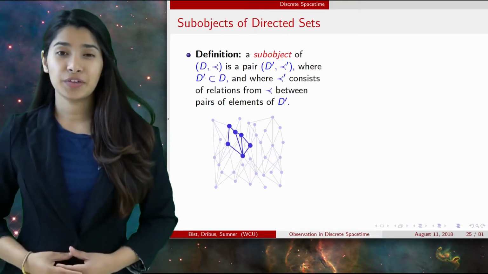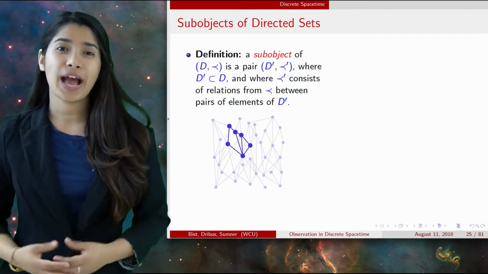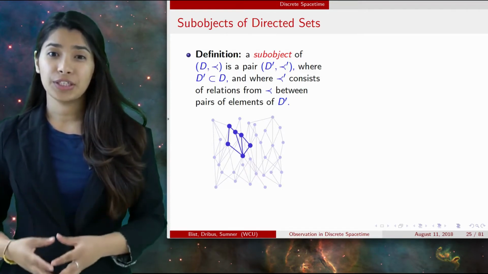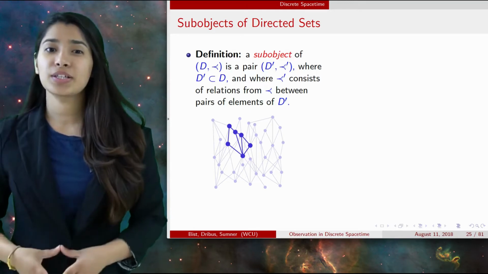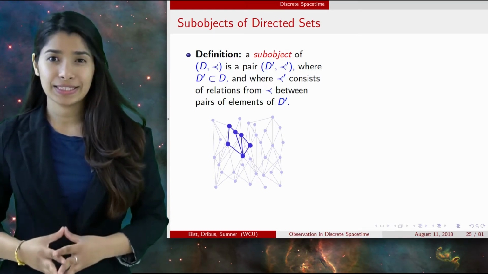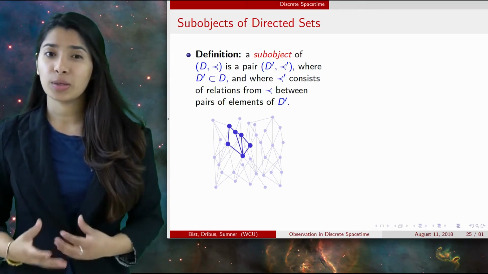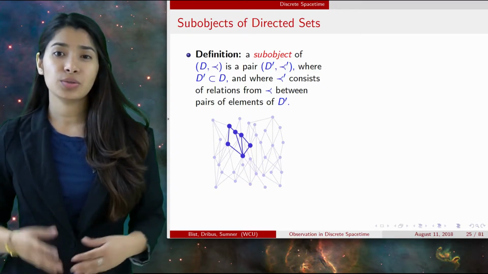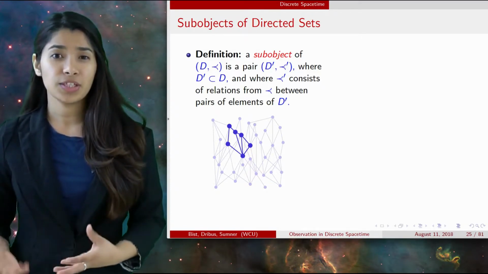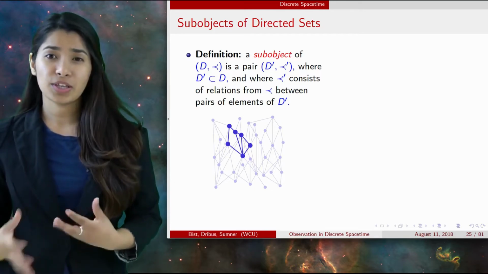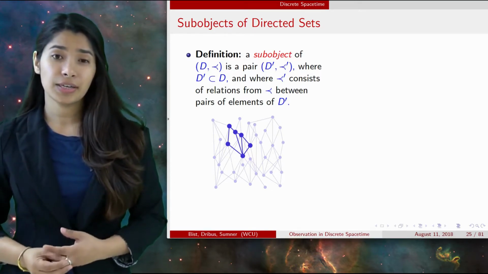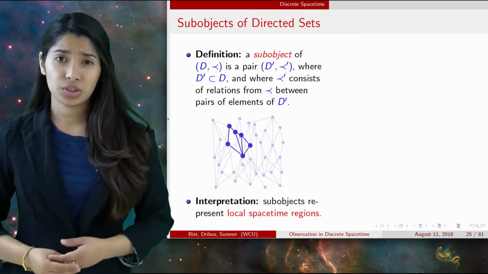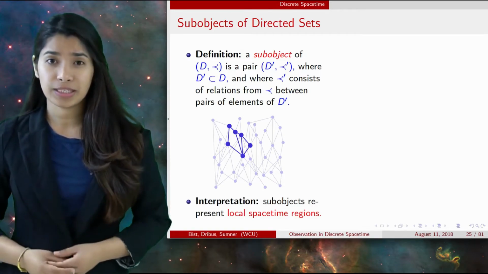It isn't always convenient to talk about the entire universe, so we have to consider a localized region of the discrete spacetime model. This leads us to the discussion of subobjects of directed sets. A subobject is just a set of elements D' and a set of relations, where the relations are between the elements of D' and not between other elements somewhere off in some unrelated part of D. The physical interpretation of a subobject, of course, is a local spacetime region.